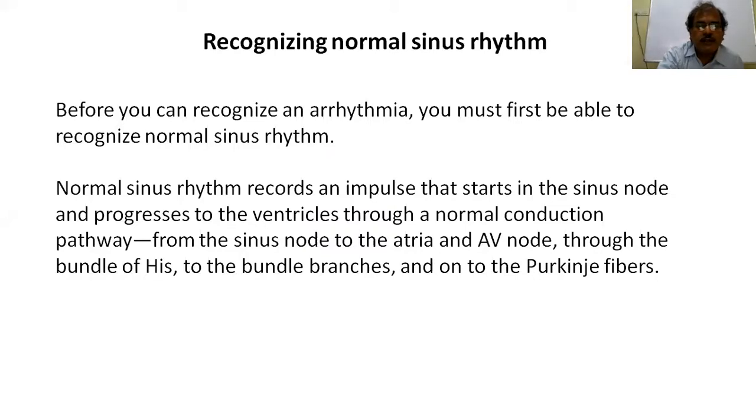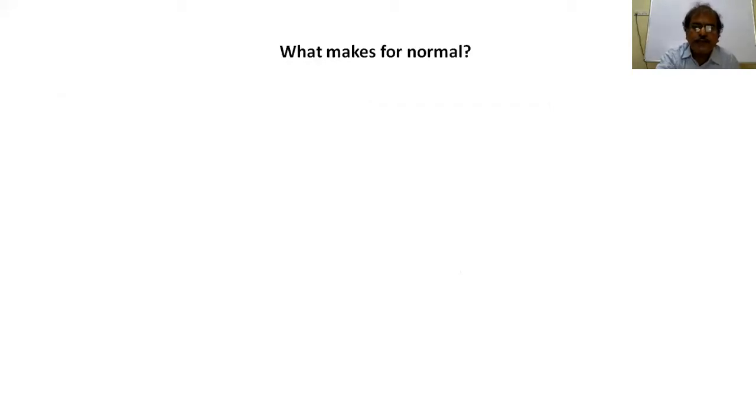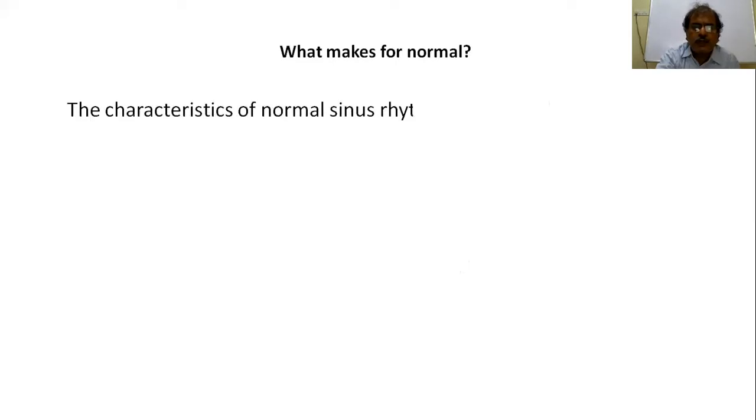Normal sinus rhythm records an impulse that starts in the sinus node and progresses to the ventricles through a normal conduction pathway: from the sinus node to the atria and AV node, through the bundle of His, then to the bundle branches and to the Purkinje fibers. The normal sinus rhythm is the standard against which all other rhythms are compared. So what makes for normal? When we say normal, what does it mean?